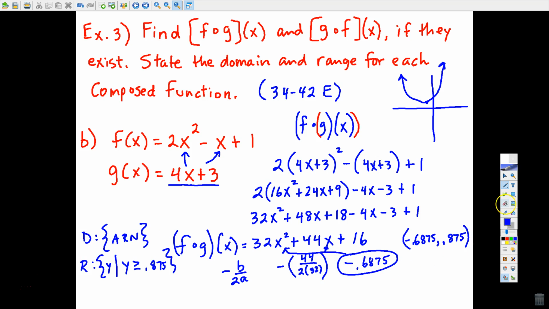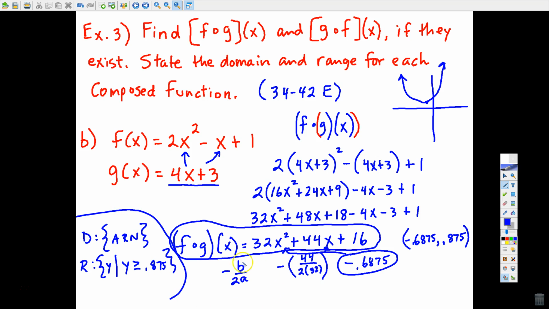Okay, so before we go on, let me just make sure you understand what the answer is. Our composite f of g of x, I'll circle, that's right here, domain, all real numbers, and then this is the range. That's the complete answer. But you're going to need that opposite of b over 2a, find that number, and then plug it back in to get the y-coordinate of the vertex so that you can determine what the range is.